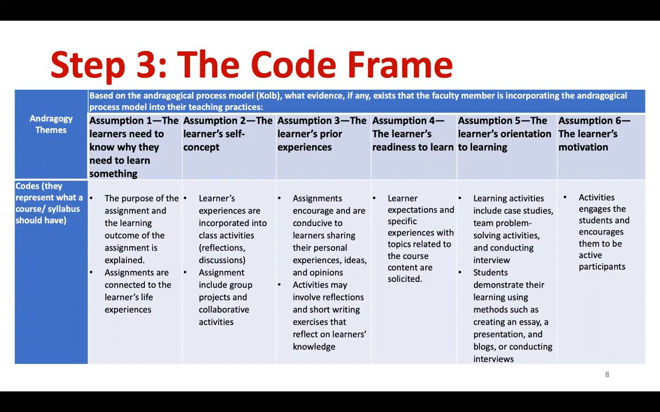And so what I did was I identified the codes that I would use in reviewing a syllabi. For example, under assumption 1, I'll be looking for words and terms that address the purpose of the assignment, and where the learning outcome of the assignment is explained. And I'll look at whether our assignments are connected to the learner's life experiences, and so forth. And I've done that across.